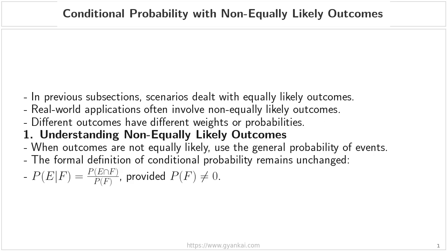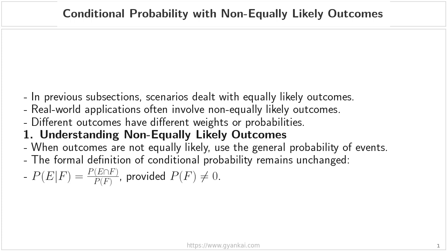To begin, let's look at how we understand these non-equally likely outcomes. When the outcomes aren't uniform, we can no longer rely on simply counting the number of favorable outcomes and dividing by the total. Instead, we must use the general probability of events. The good news is that the formal definition of conditional probability remains exactly the same as what you have already learned. Specifically, the probability of event E, given that event F has occurred, is equal to the probability of the intersection of E and F, divided by the probability of F, provided that the probability of F is not equal to 0.